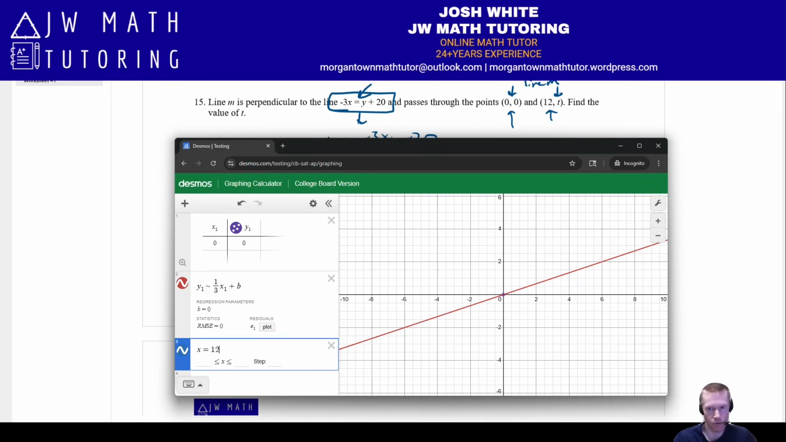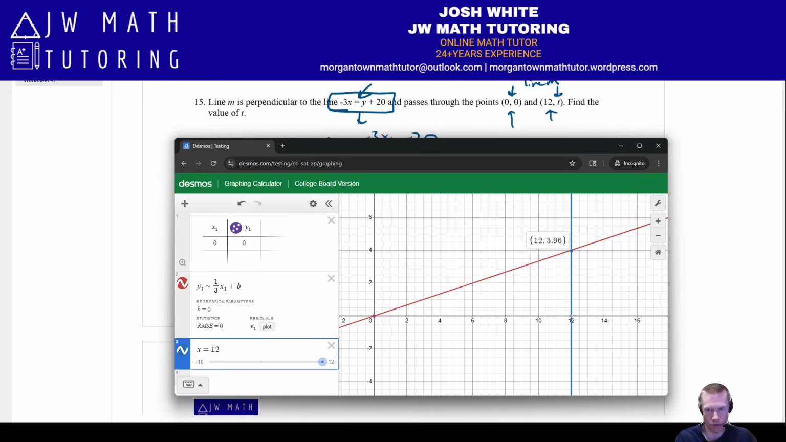So there are multiple ways you could do this. You could do x equals 12 and look at the intersection. Okay, it's right here at 4. That's our answer. Or we could just do 1/3 times 12. It's 4. That's our answer. So 2 ways to basically do that.